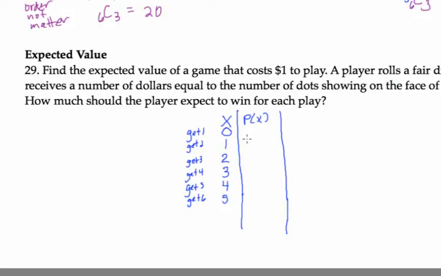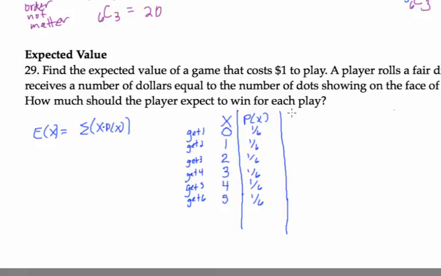P of X, the probability of each of these things happening. Well, it's a fair die, so the probability is going to be 1/6 for each choice. So then I go to chapter 5 and I look up my formulas and I find the formula for expected value, expectation. And it tells me that expected value is the sum of X times P of X.